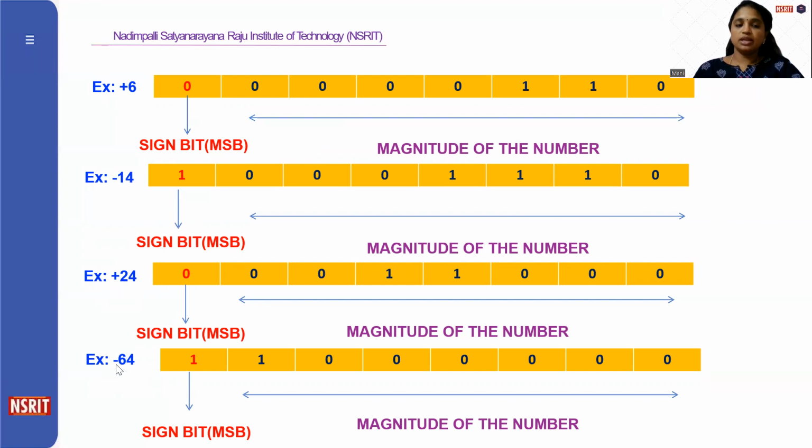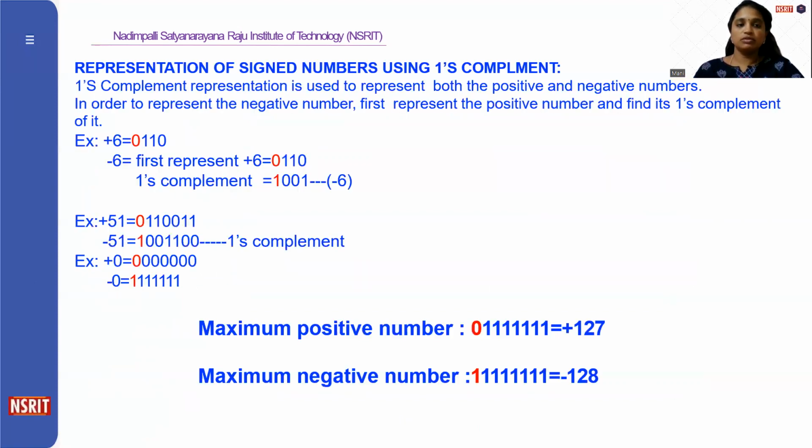Similarly, minus 64. 64 is 1, 0, 0, 0, 0, 0, 0. Then add a sign bit. This is minus 64, so the sign bit equals 1.